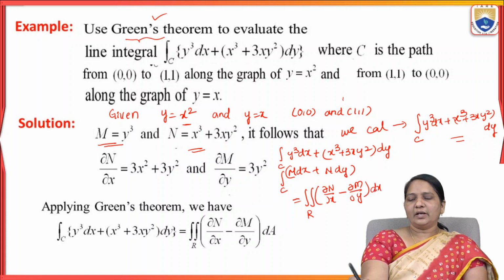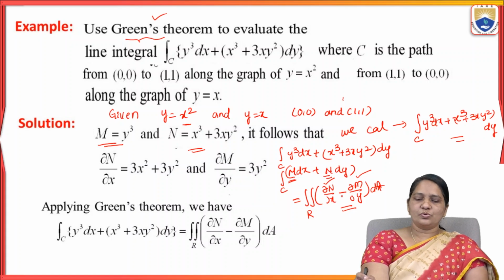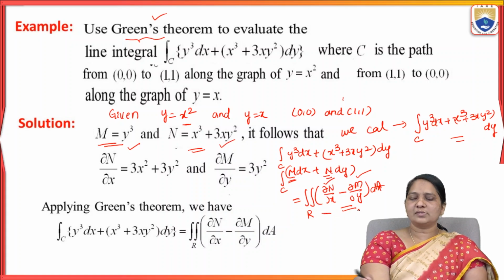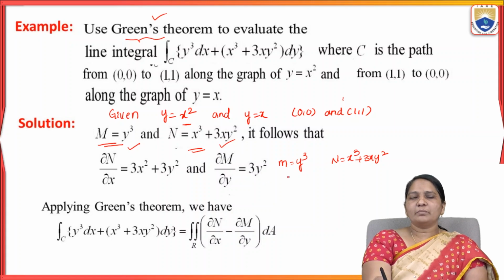To calculate this value, we should know dou N by dou x and dou M by dou y. How can we calculate them? If you know the values of M and N, then only we can calculate. Already we identified the M value and N value. So M equals y cubed and N equals x cubed plus 3xy squared.